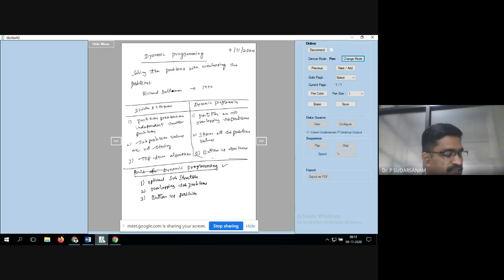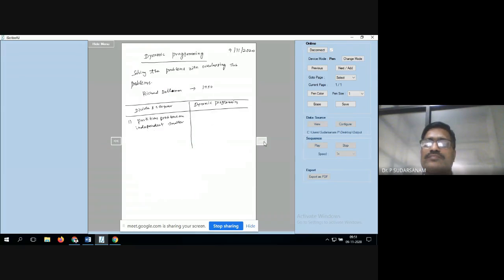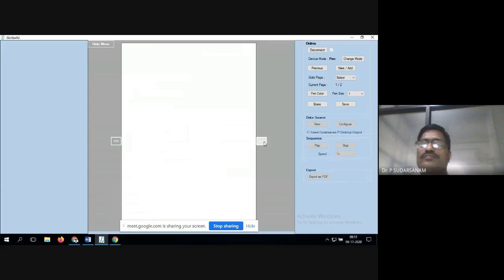Now, examples of problems in dynamic programming, as I already told you. One is called the binomial coefficients. Examples.